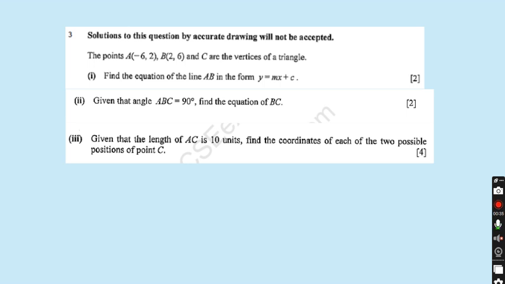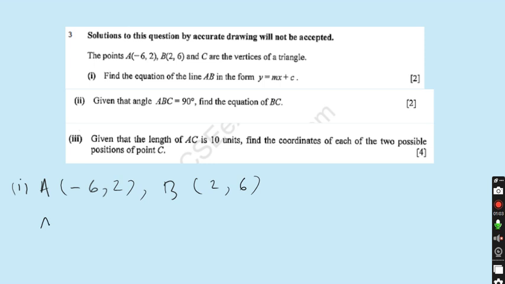The points A (-6, 2), B (2, 6) and C are the vertices of a triangle. Find the equation of the line AB in the form y = mx + c. So it is a very easy question. Just take part number 1. A is (-6, 2), B is (2, 6).